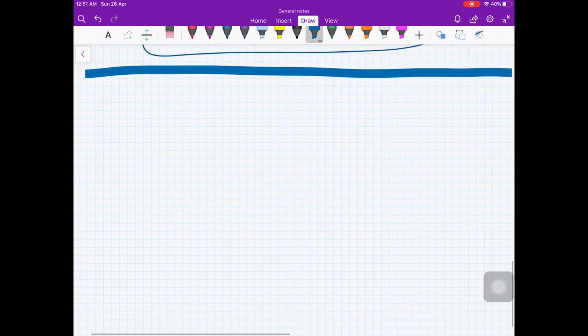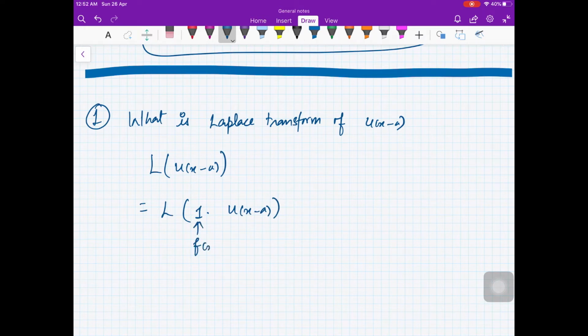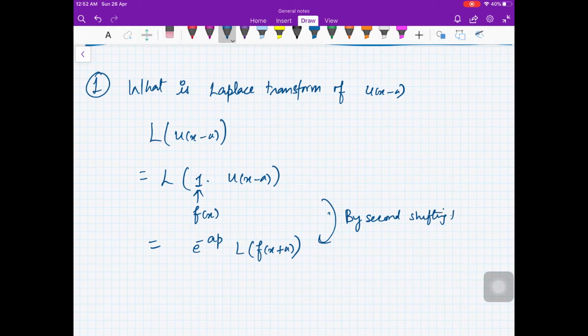Now I want to tell you some results which can be used in some problems. If you want to find the Laplace transform of the unit step function u of x minus a, how will you find it? This is equal to L of 1 into u of x minus a. You treat 1 as f of x. By the second shifting theorem, this is equal to e raised to minus ap L of f of x plus a, right? By the second shifting theorem.